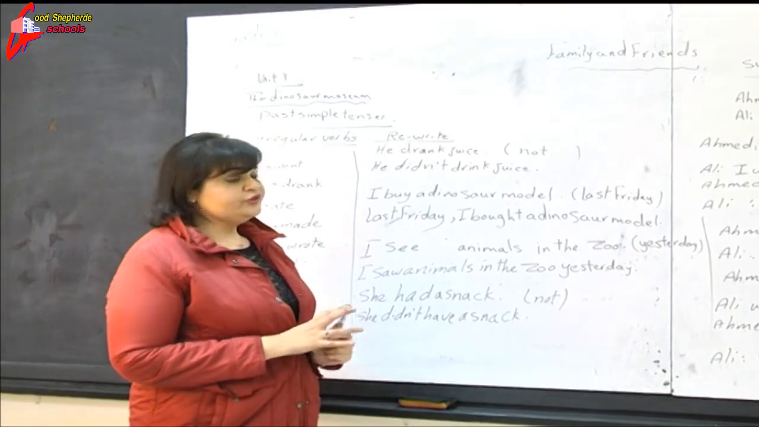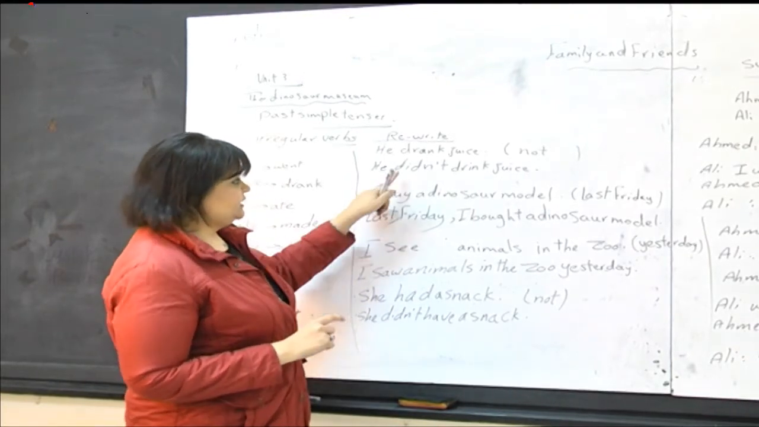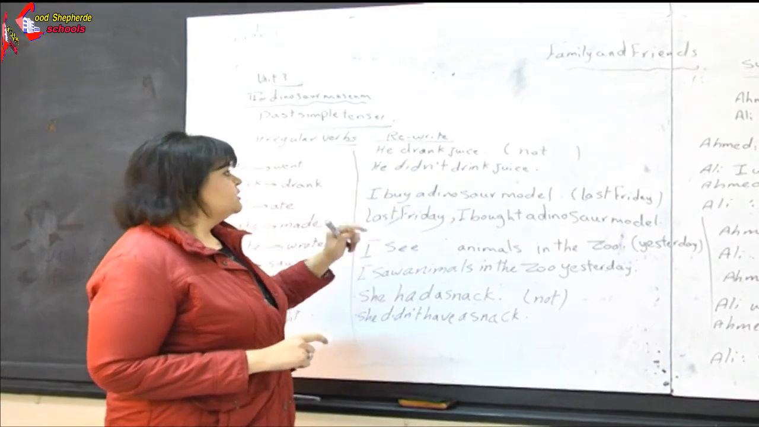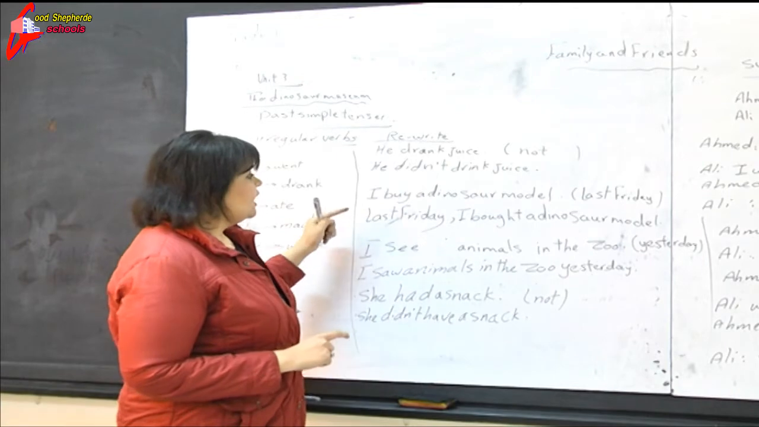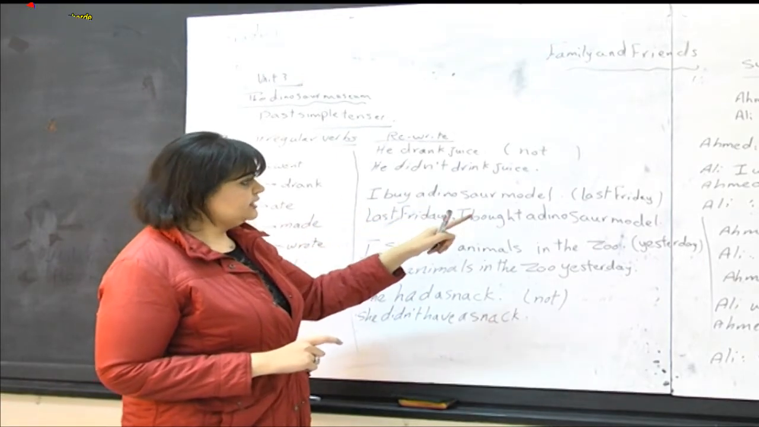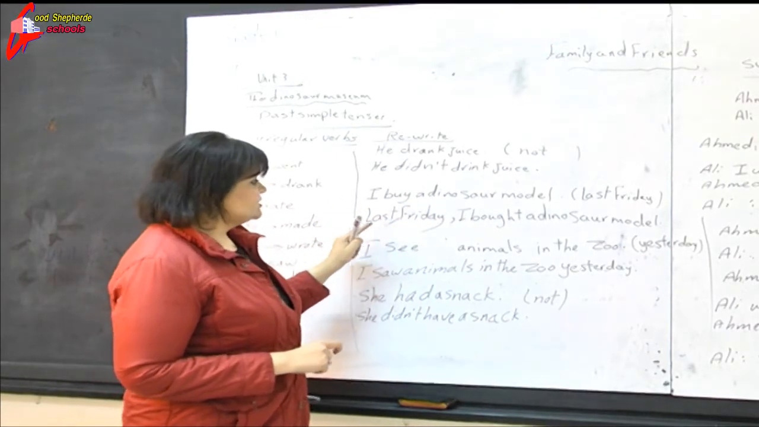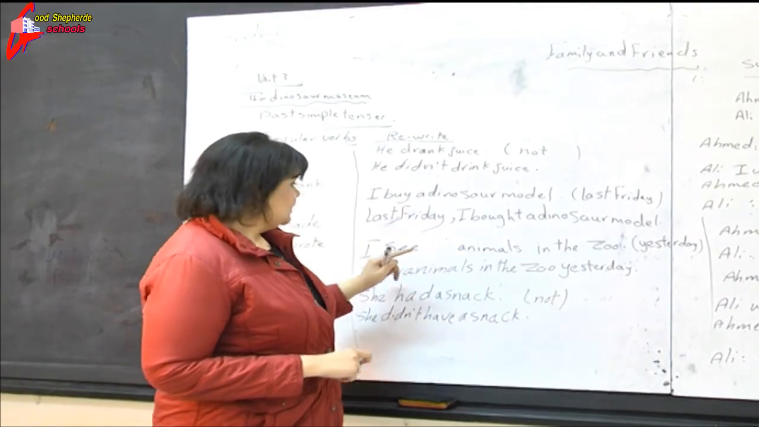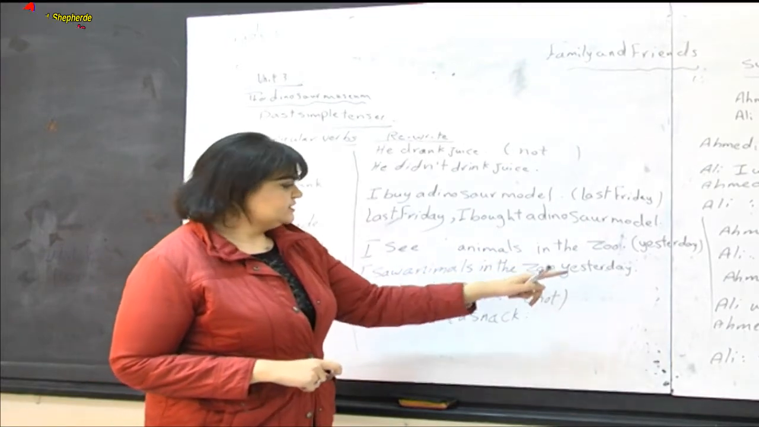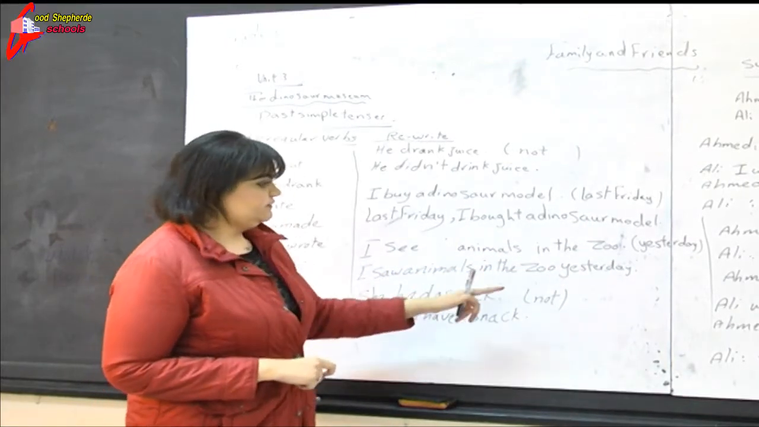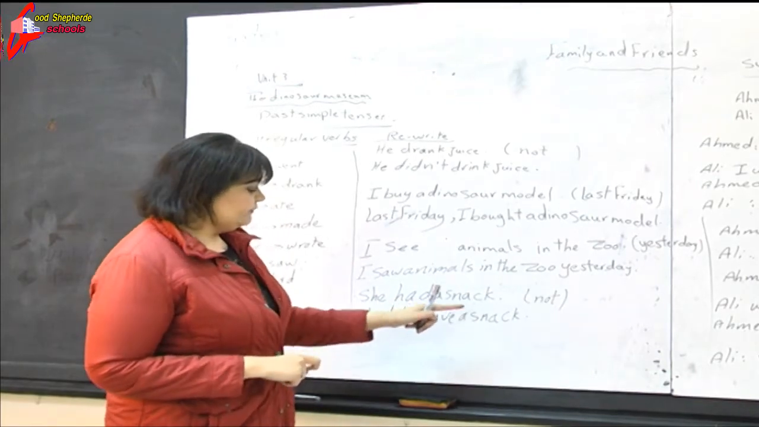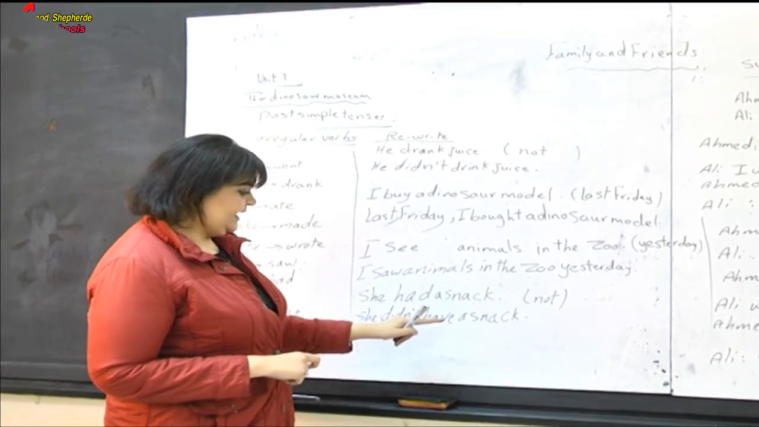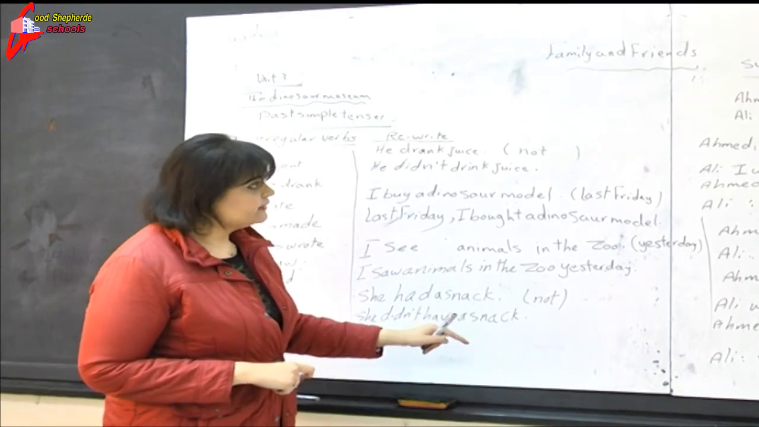He drank juice, put not. He didn't. After didn't, we put the verb in infinitive, so drank turned into drink. He didn't drink juice. I buy a dinosaur museum model, put last Friday. I bought a dinosaur model. I see animals in the zoo, put yesterday. I saw animals in the zoo yesterday. She had a snack, put not. So had turned into have, didn't plus have. She didn't have a snack.